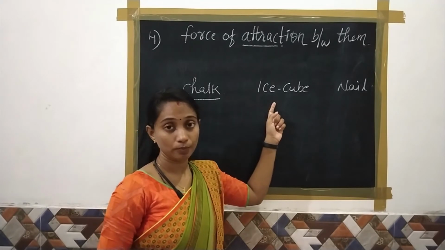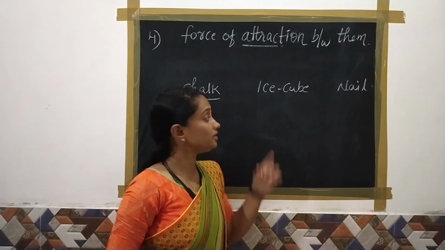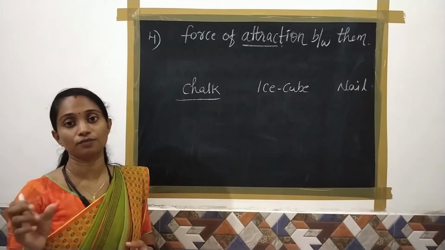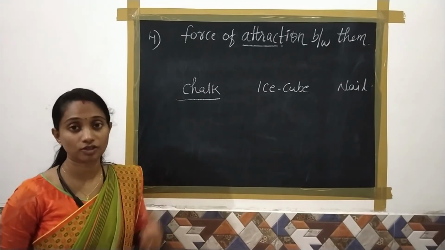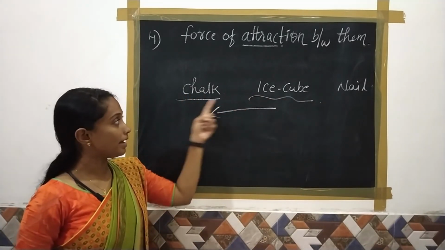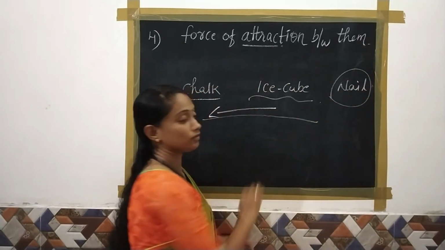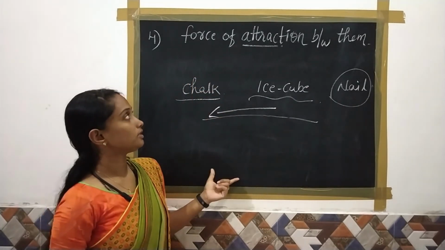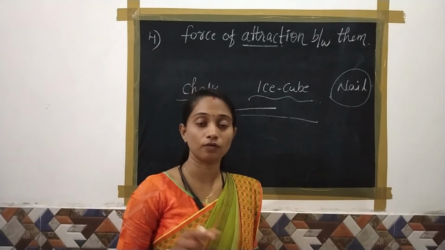In the case of an ice cube, it will take time, but definitely it will break. And an iron nail is very difficult to break. So it is clearly shown that particles of matter have a strong force of attraction between them, and this attraction is named the cohesive force. In chalk, the particles have a weak force of attraction compared to ice cube and nail. The ice cube has a strong force of attraction compared to chalk. The iron nail has a very strong force of attraction compared to chalk and ice cube. So we conclude that the particles of matter have a force of attraction between them, named the cohesive force, otherwise the intermolecular force of attraction.